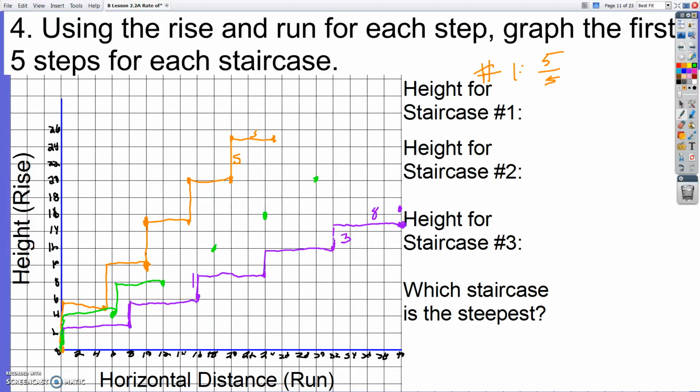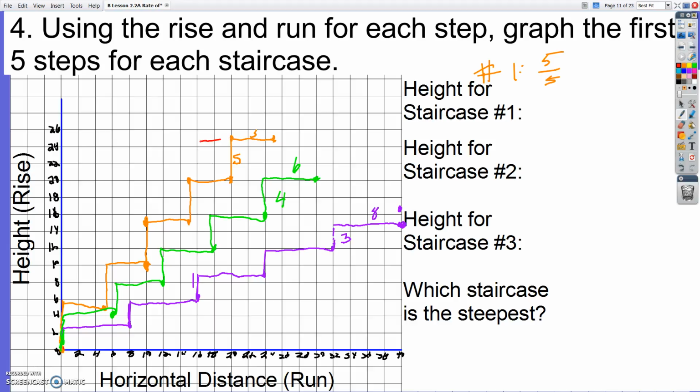So here we go. Here's our steps. And this is right in between the 2 stairs. So I want you to see this was up 4 over 6 as well. So when I talk about the height of the staircase, after 5 steps, which is the height for each of them? So all we do is look at the vertical distance from 0 to the top of the stair.